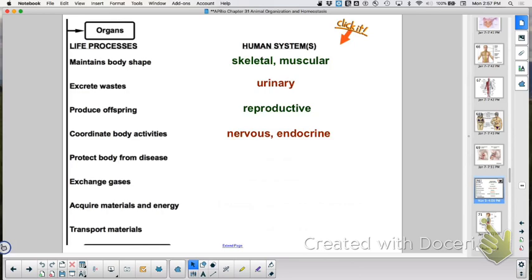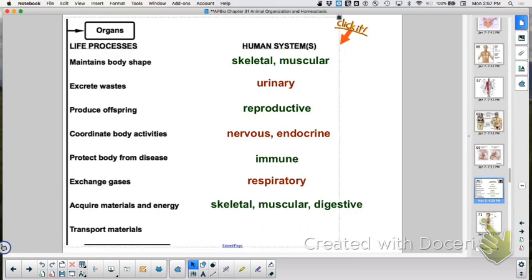Protect body from disease. Exchange gases. Acquire materials and energy. Digestive. But skeletal and muscular, why? Got to go get it, right? Transport materials. Circulatory. Okay, good. All right.